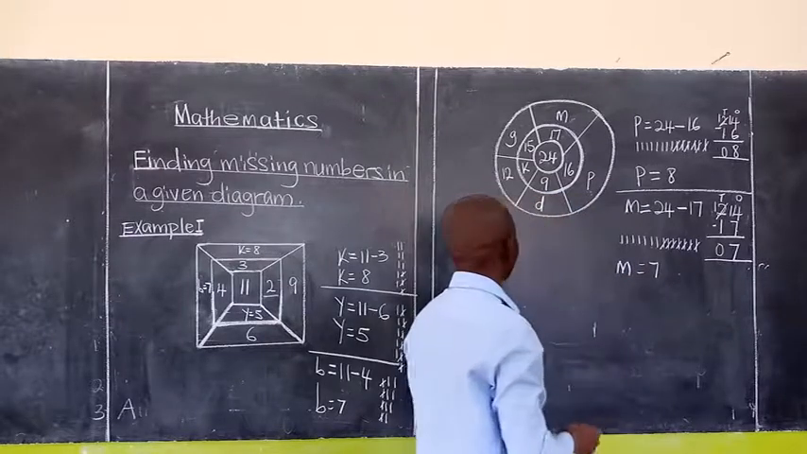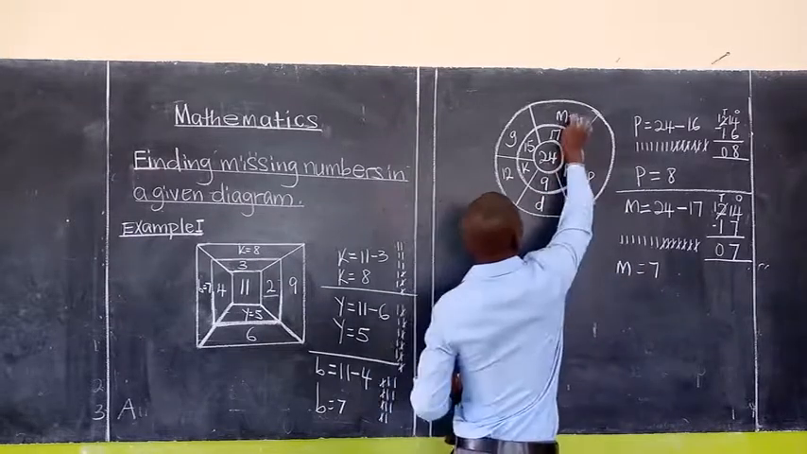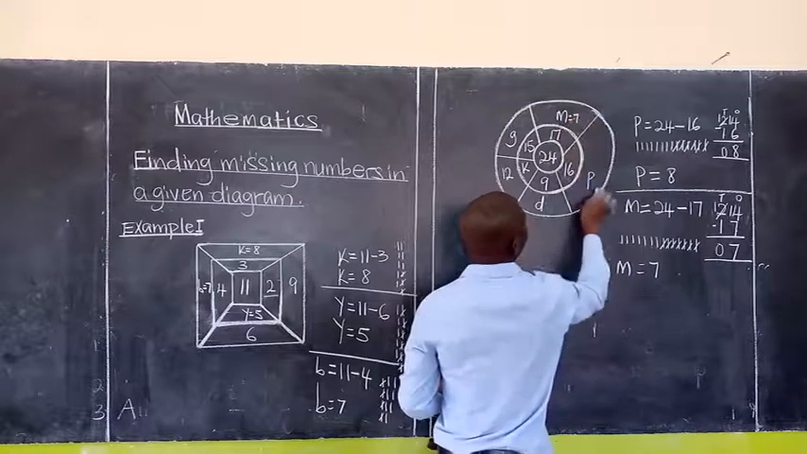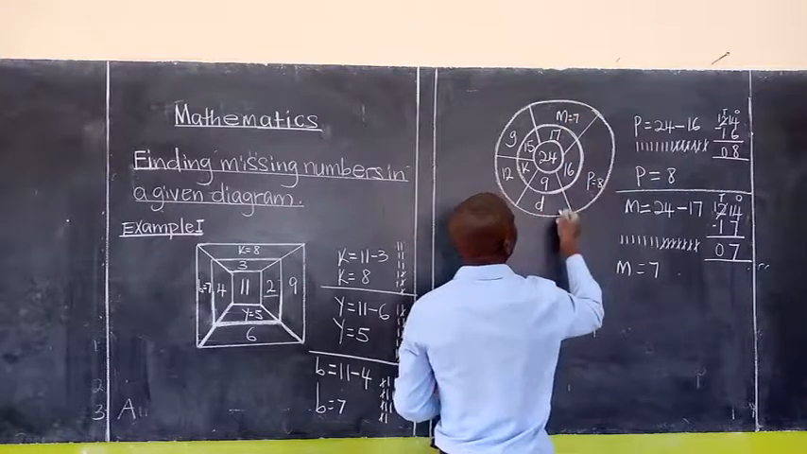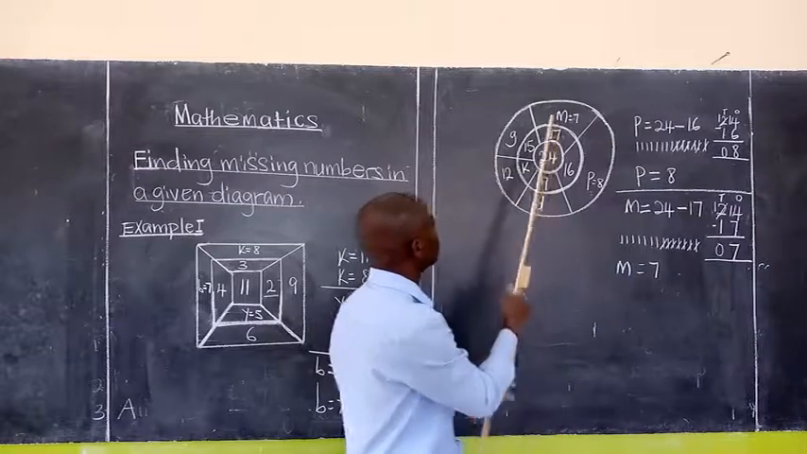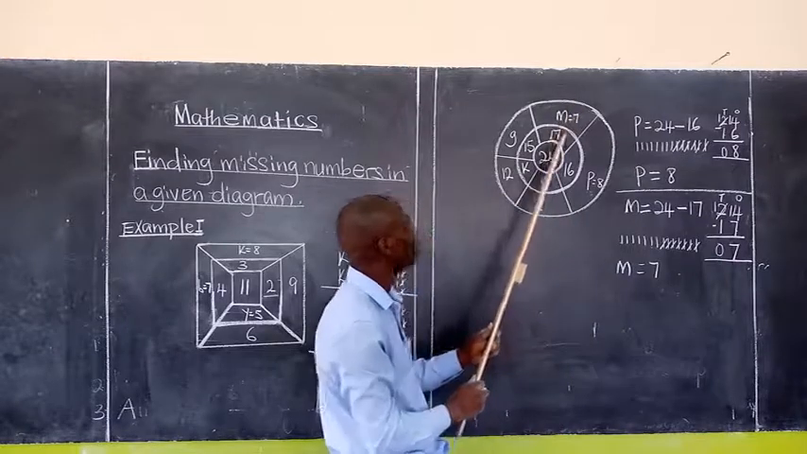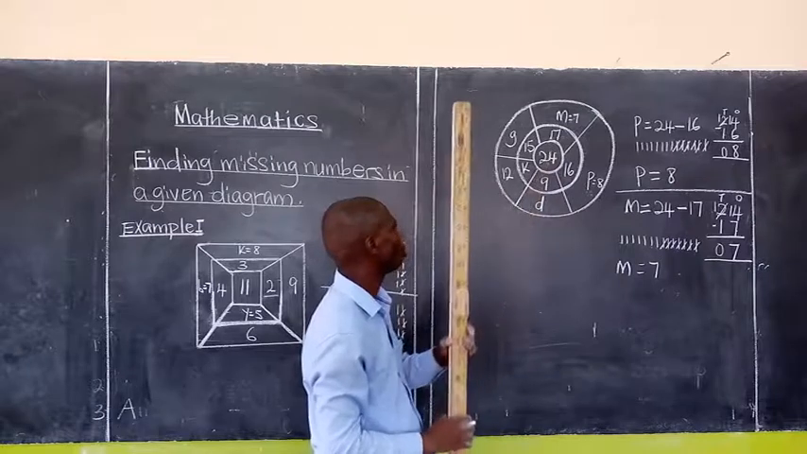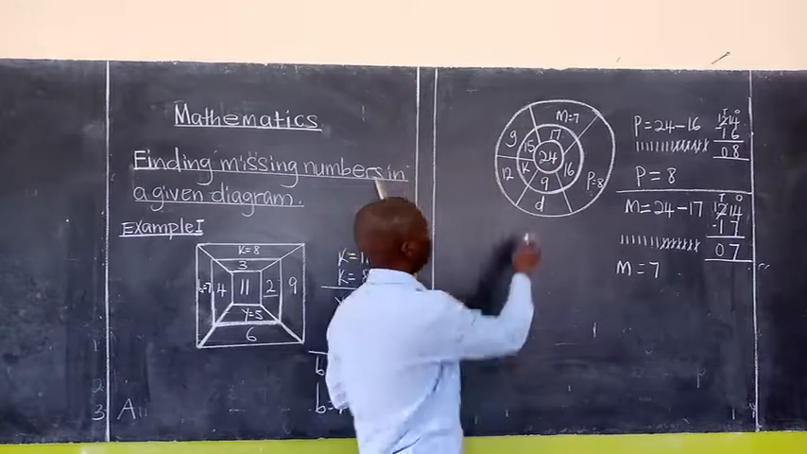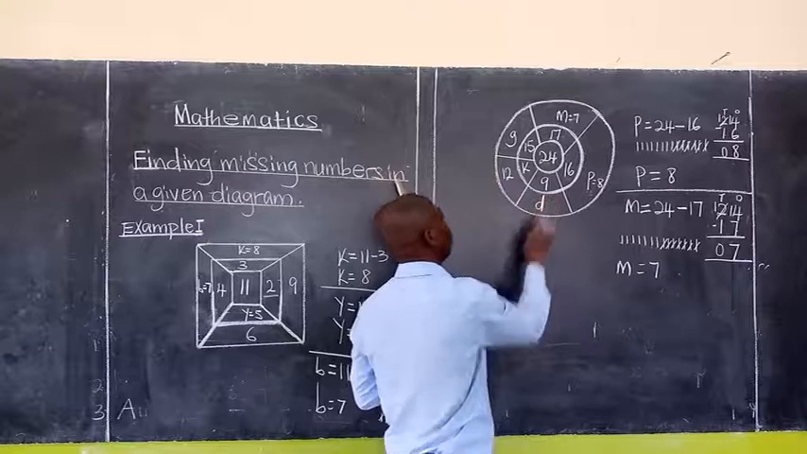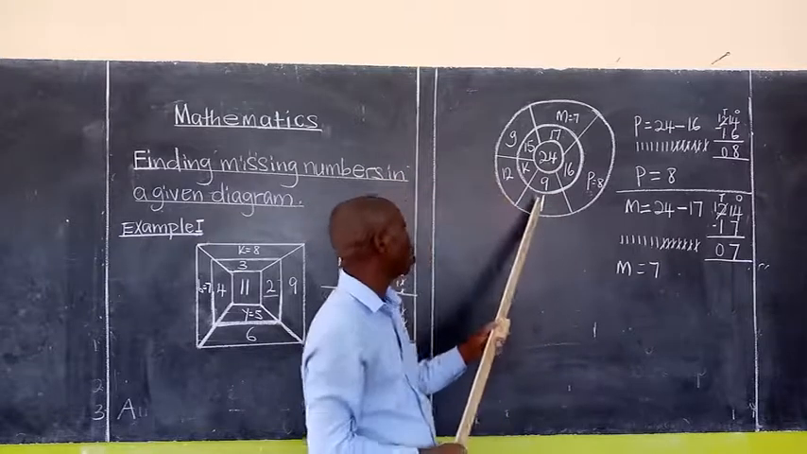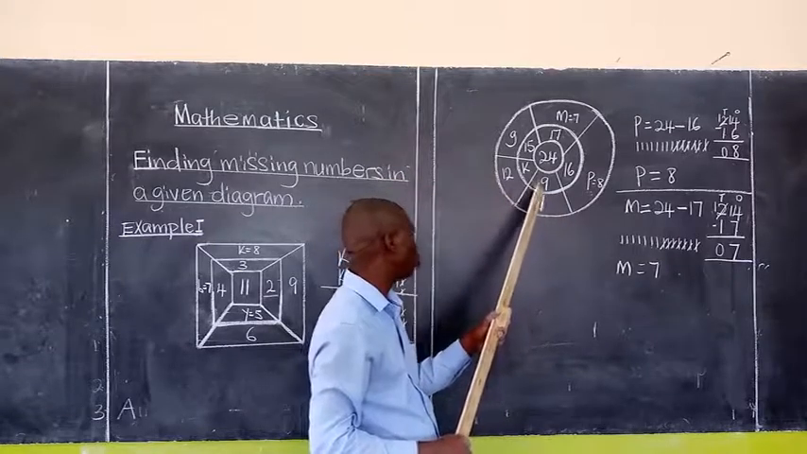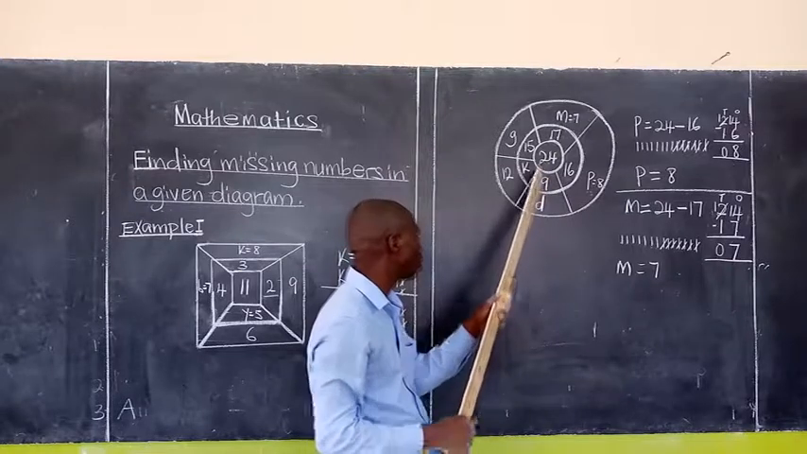So once you add, here we have 7, here we have 8. So once you add 7 plus 17, you will end up getting 24. And now we have here D. What is the value of D? What do you have to add to 9 to get 24?